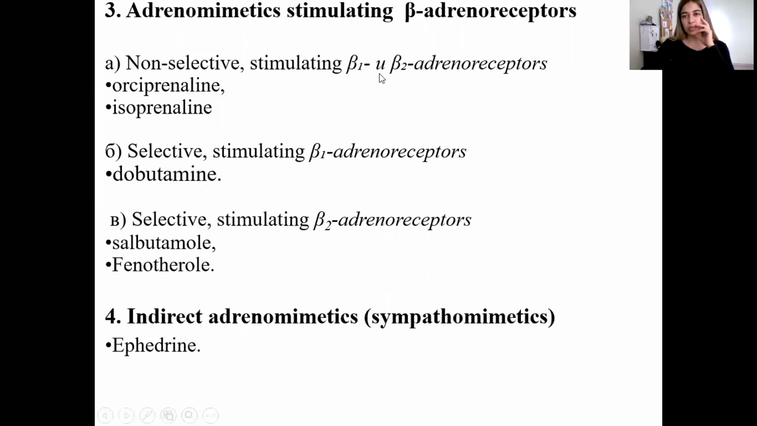Remember about the beta 2 receptors? I told you that beta 2 is for relaxing. Beta 2 is the relaxing receptors. So these drugs will relax the bronchial muscles.